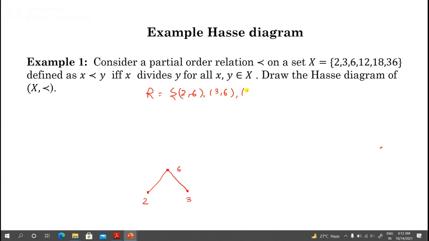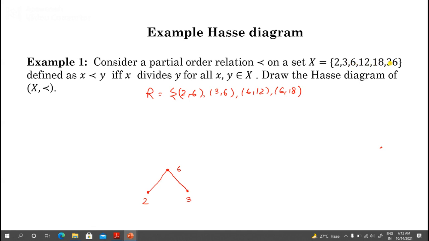Similarly, if 12 is a cover of 6, you can write 6 12. Look at this. 18 is not a cover of 12 because 12 does not divide 18, but 18 is a cover of 6 also. So you can write 6 18 because 18 is a cover of 6.